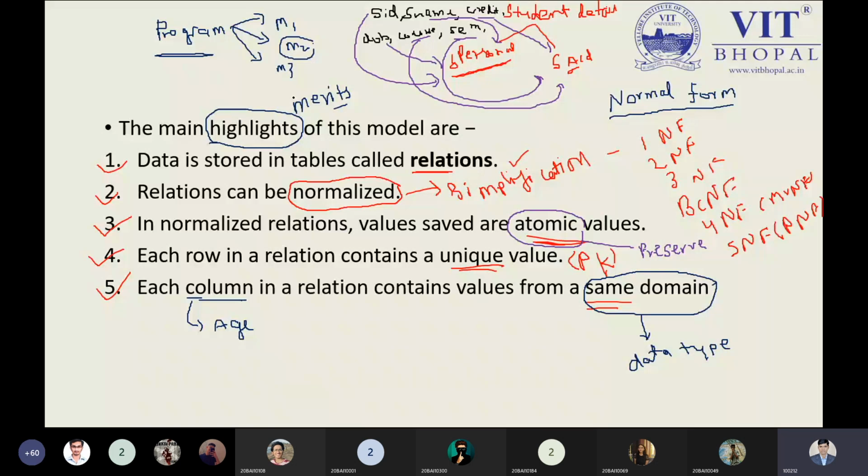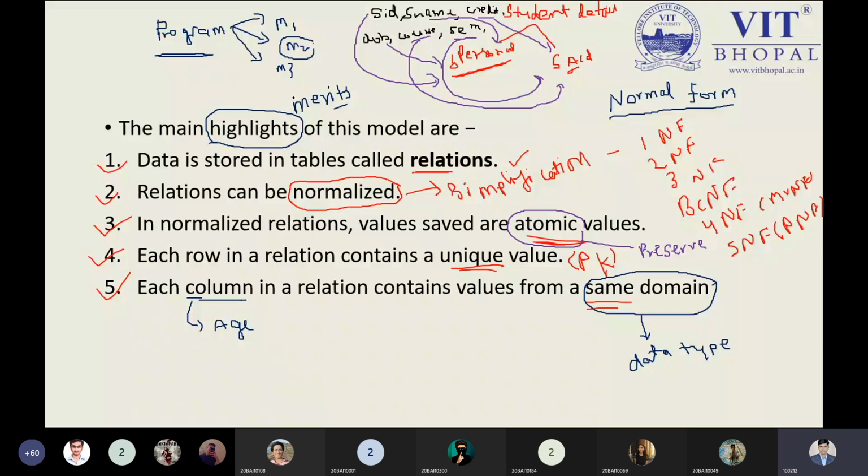Data is stored in the table that is called the relation, and it is also known as the table. Okay, so do not get any confusion. Data stored in the table is also known as the relation, as we have seen in our diagram, and this is also known as the final and general term. Relations can be normalized. That is an important term.